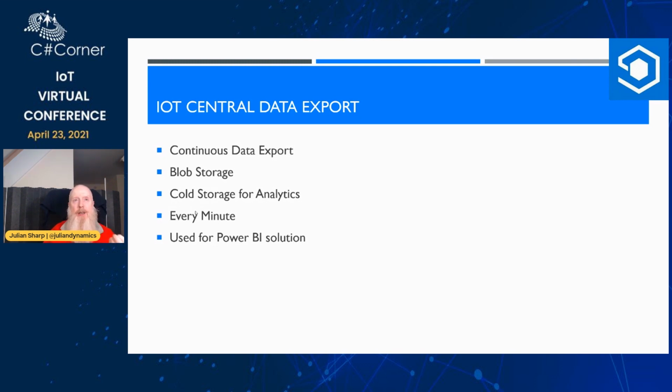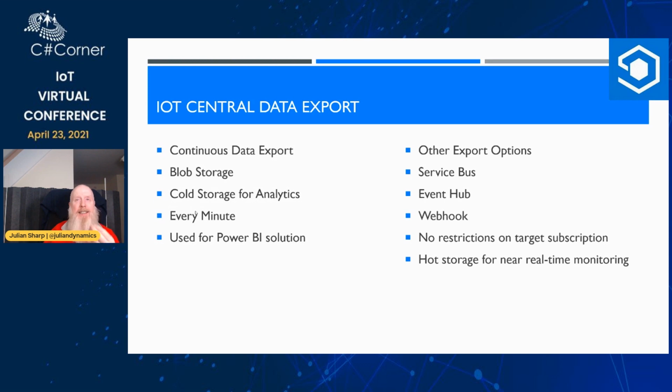As I was doing this proof of concept, they added the ability to have other export options other than blob storage. So I could post events to the service bus or to Event Hub and call a webhook. We had those additional capabilities. And the other thing that was nice, I wasn't restricted, as we were initially with the first one, to being in the same Azure subscription. It could be in any Azure. I could push out to any other Azure. And it was effectively immediate hot storage. I could do real-time monitoring of this data.